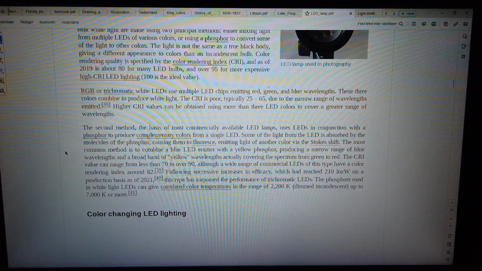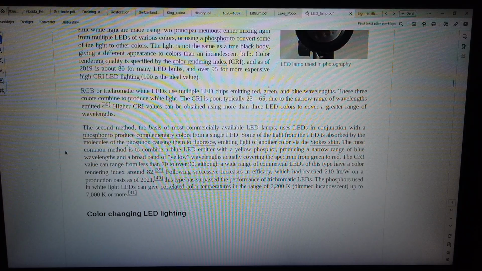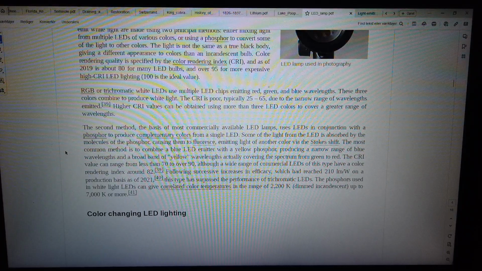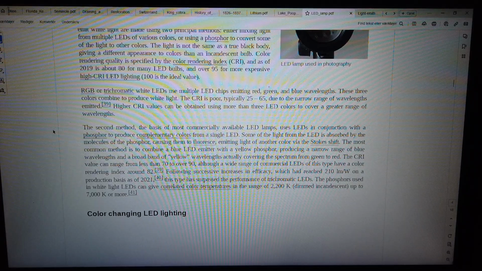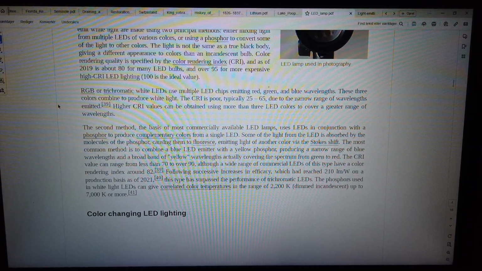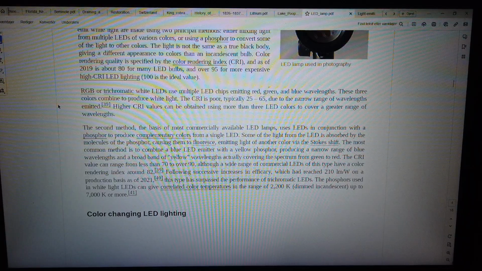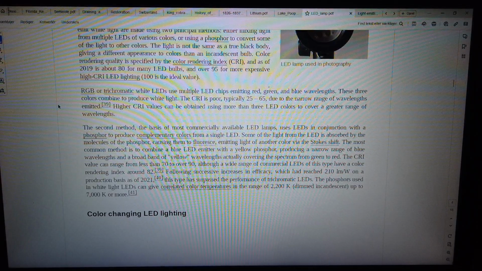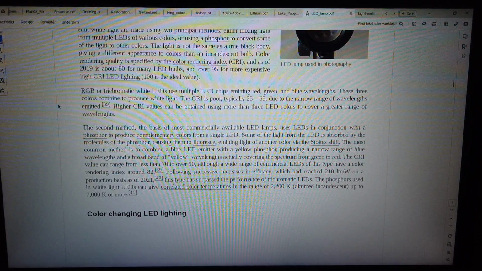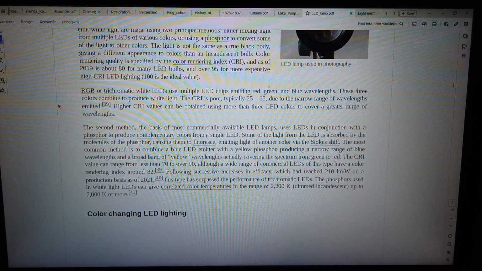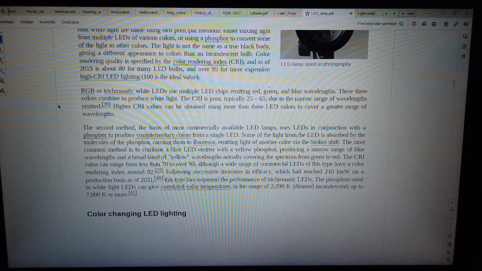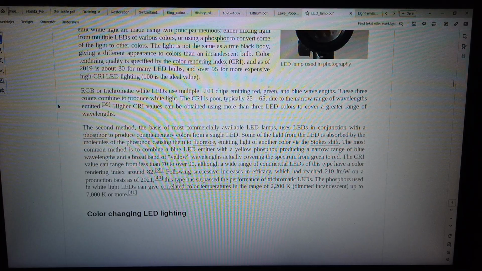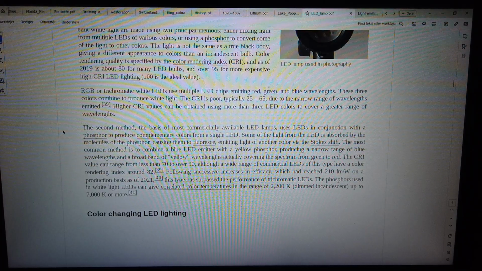The CRI value can range from less than 70 to over 90, although a wide range of commercial LEDs of this type have a color rendering index around 82. Following successive increases in efficacy, which had reached 210 lm/W on a production basis as of 2021, this type has surpassed the performance of trichromatic LEDs. The phosphors used in white light LEDs can give correlated color temperatures in the range of 2200 K, dimmed incandescent, up to 7,000 K or more.